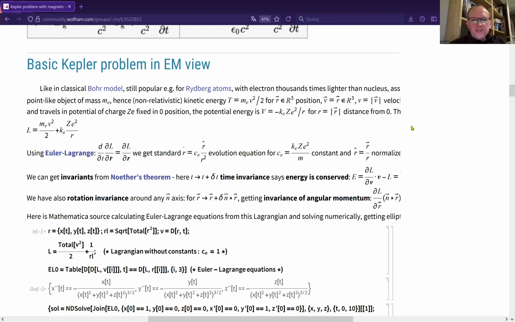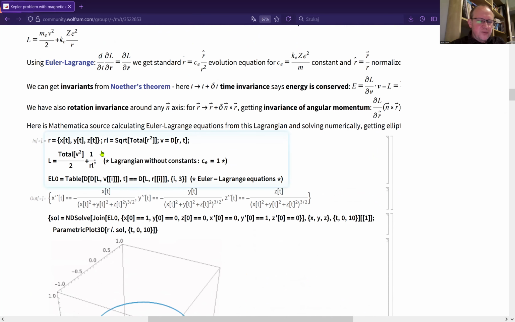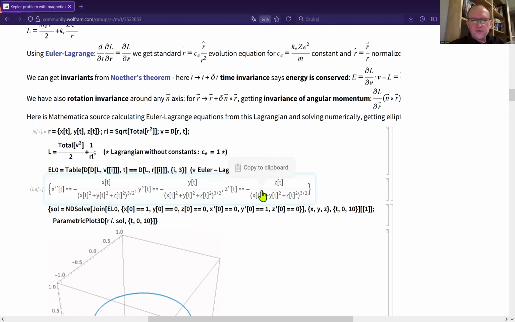First we need to find the Lagrangian. And here is the Lagrangian. Here we can see the kinetic energy, and here is the potential energy because of the central charge of the nucleus. The Euler-Lagrange equations allow us to find the evolution. Here is the mathematical code where we add this Lagrangian, use the Euler-Lagrange equations, and it finds the evolution, the second derivatives, with the force coming from the Newton or Coulomb force.